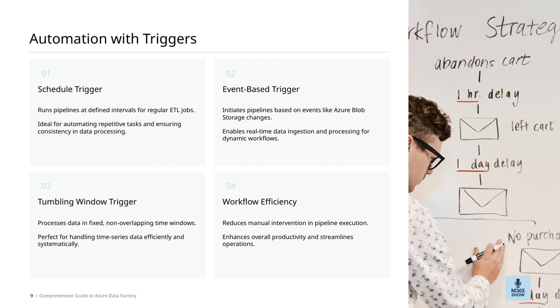This trigger runs pipelines at regular intervals, which is great for automating routine ETL jobs. It helps ensure consistency in data processing and minimizes delays caused by manual scheduling. Finally, there's the schedule trigger, which allows us to set up pipelines to run at predefined times, creating a reliable schedule for regular data workflows. All these triggers work together to make Azure Data Factory a powerful tool for automating and optimizing your data workflows, aligning perfectly with our goal of creating efficient, automated data pipelines.